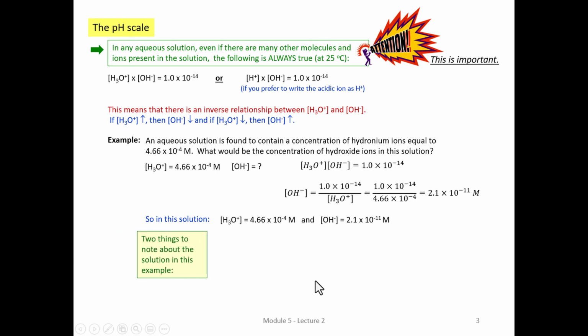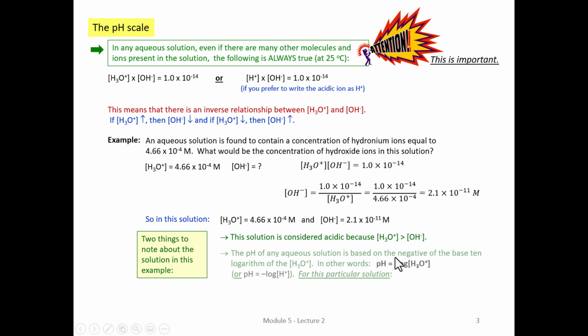So a couple things to note about the solution in this example. First of all, this solution would be considered acidic because the hydronium ion concentration is greater than the hydroxide ion concentration. 4.66 times 10 to the minus 4 is a much larger number than 2.1 times 10 to the minus 11.